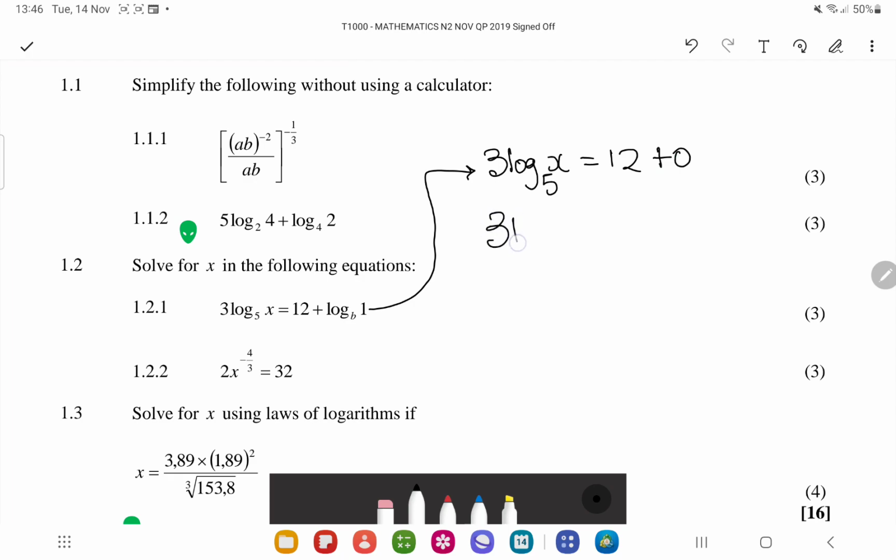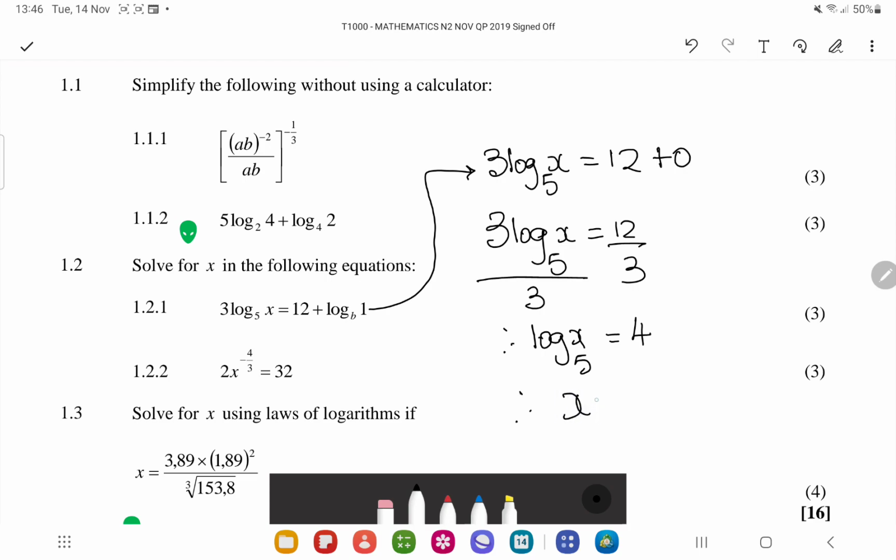Then we're going to have 3 log of 5x, then 12. So what you do on the left hand side, you divide by 3 on both sides. So that will be log of x to the base 5, and it is equal to 4. Then we're going to use NBL, changing from logarithm into an exponential equation. That will be x is equal to 5 to the power of 4. You can check one of my videos where I was explaining the logarithm laws.